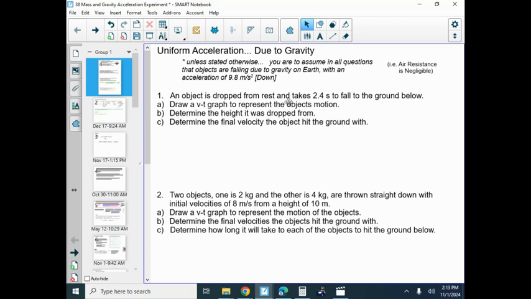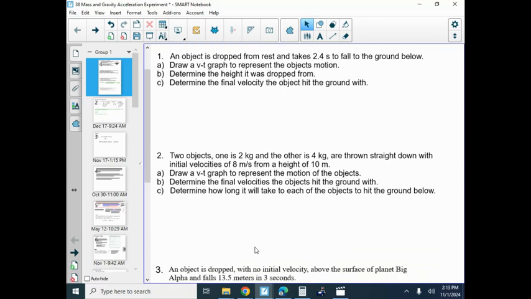So we have an object dropped from rest, takes this long to land. Draw a VT graph, determine the height it was dropped from, determine the velocity it hit the ground with. Then two objects, one that's 2 kilograms, one that's 4 kilograms, are thrown straight down with initial velocities of 8 meters per second from a height of 10 meters. Draw a VT graph to represent the motion of the objects. Determine, does it matter that there's different masses? Air resistance is not a factor unless it's mentioned in a question. It's never a factor, right? Determine the final velocities they hit the ground with, and determine how long each takes to hit the ground.